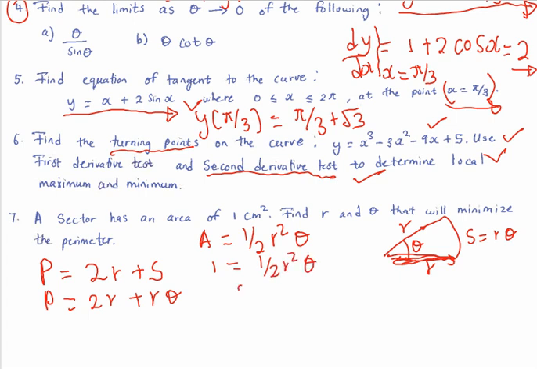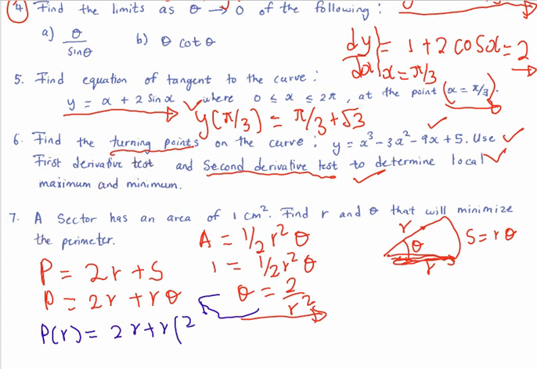And if you solve for theta here, you understand that theta is actually 2 over r squared. Okay, so we're gonna take that and substitute it back in this equation. So you're gonna have P. Now P is gonna be in terms of r only. It's a function of r, so it's gonna be 2r plus r, and I'm substituting there, 2 over r squared.